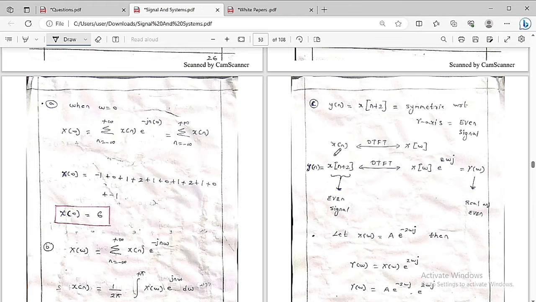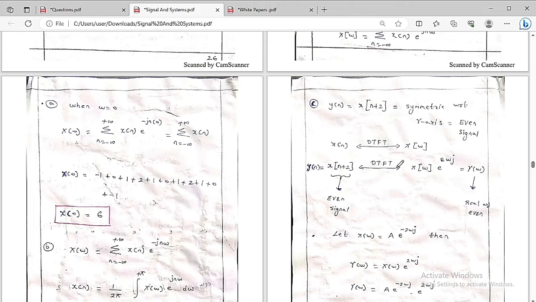Suppose for x of n, the discrete time Fourier transform is x of omega. Then y of n is nothing but x of n plus 2. So what is the discrete time Fourier transform? x of n plus 2 is an even signal, right? So the discrete time Fourier transform is x of omega into e to the power of 2 omega j.